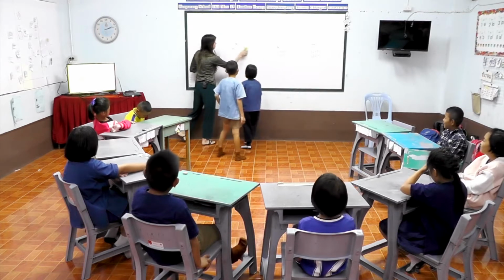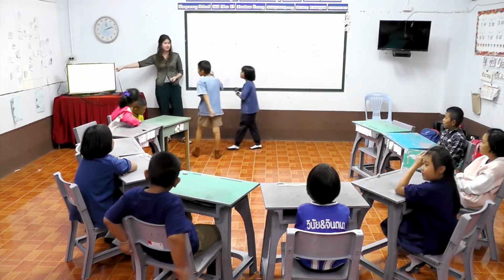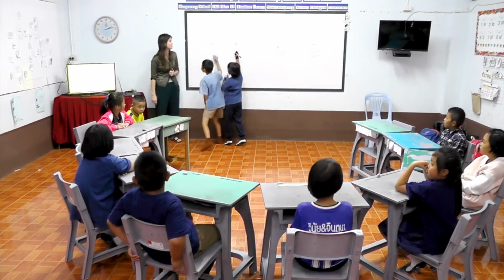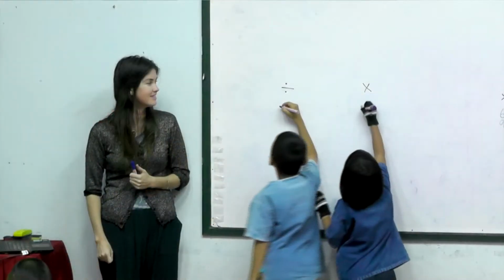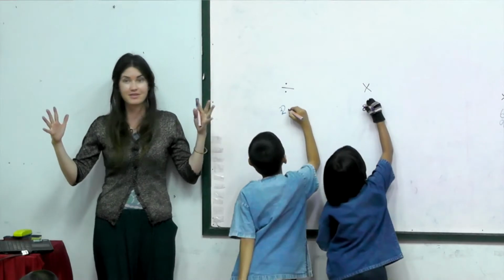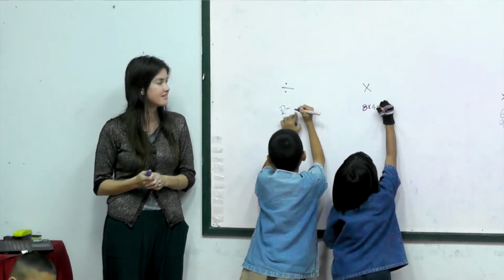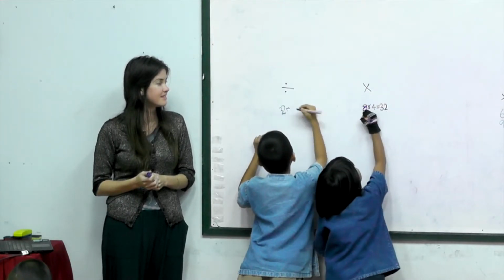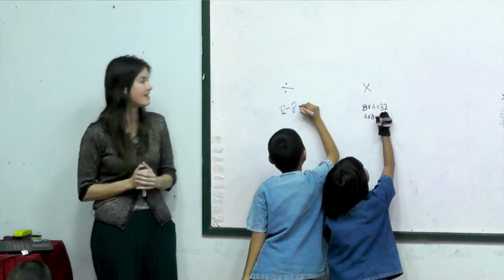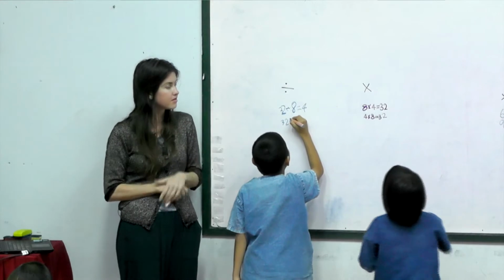Division. Okay, what numbers do you have, guys? 8, 32, and 4. Show us how to do it. Good. For division, we've got our biggest number first. Very nice. 32 divided by 8 equals 4. Okay, tell us what you have.